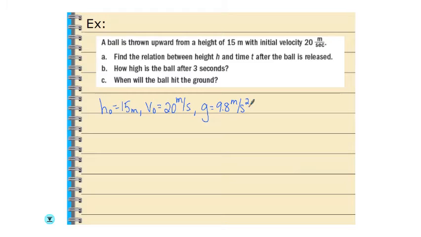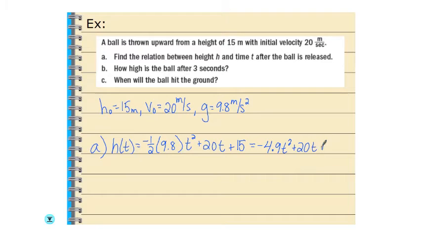Okay, so we want to find the relation between height h and time t after the ball is released. So that means we want to write the model. So we're going to just plug in our constants. So we have h of t is equal to -1/2 times the gravity constant 9.8 t squared plus 20t for our initial velocity plus our initial height of 15. So if we simplify -1/2 times 9.8, we get -4.9 t squared plus 20t, all plus 15. Okay, so that's the answer to part A.